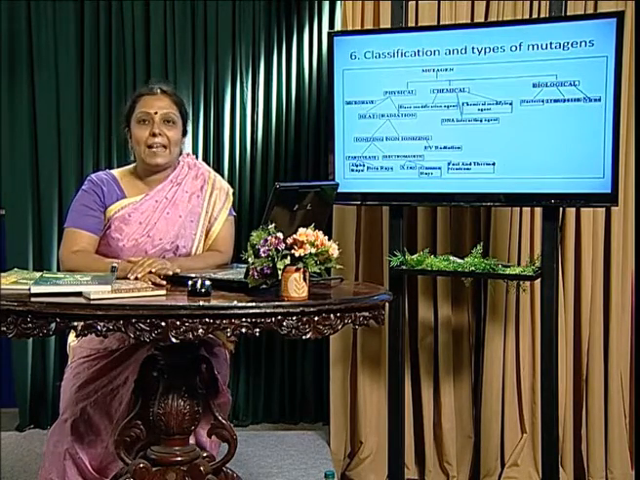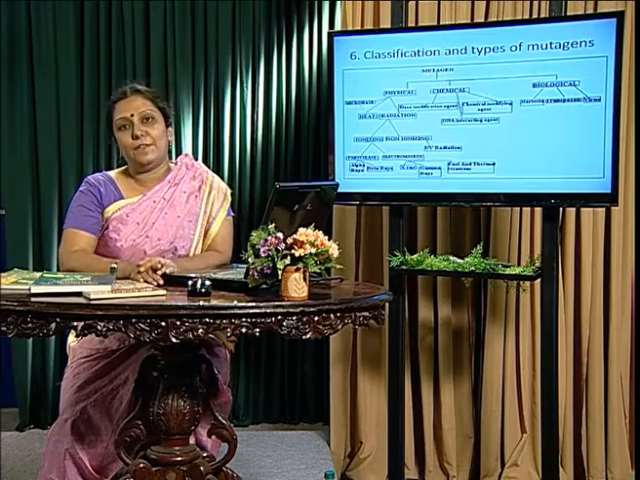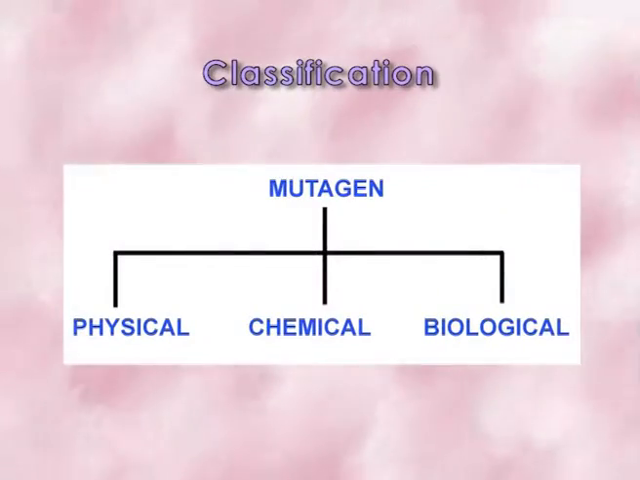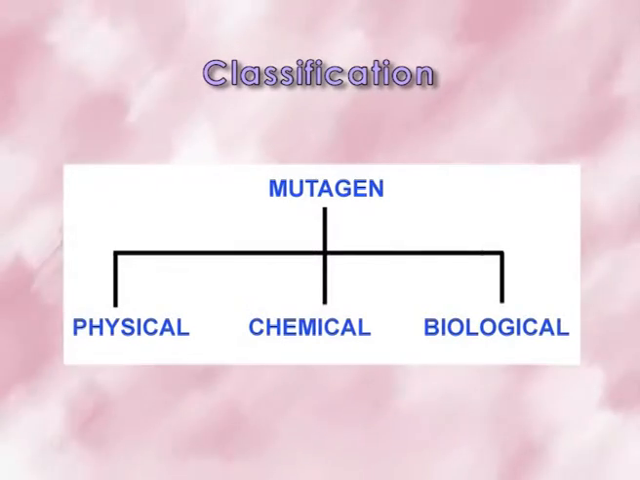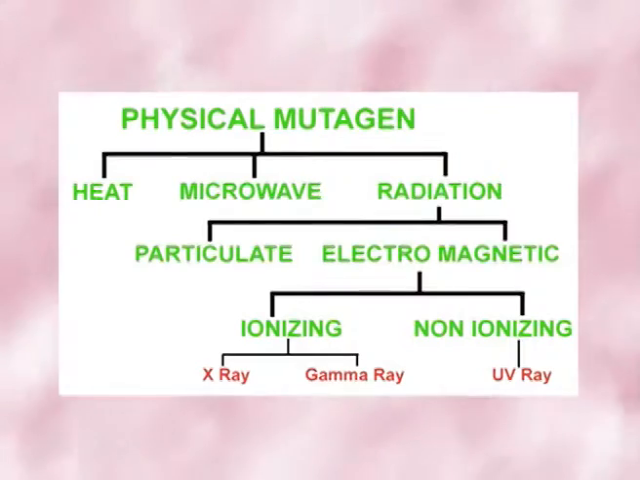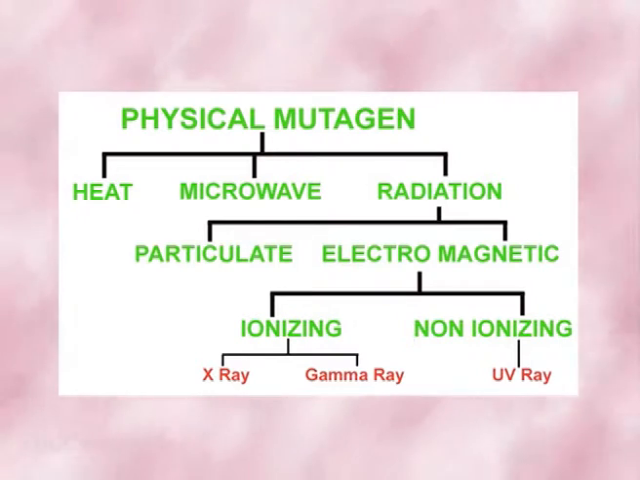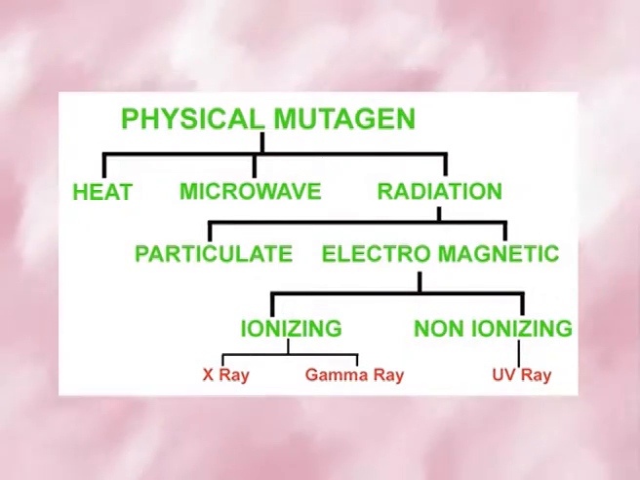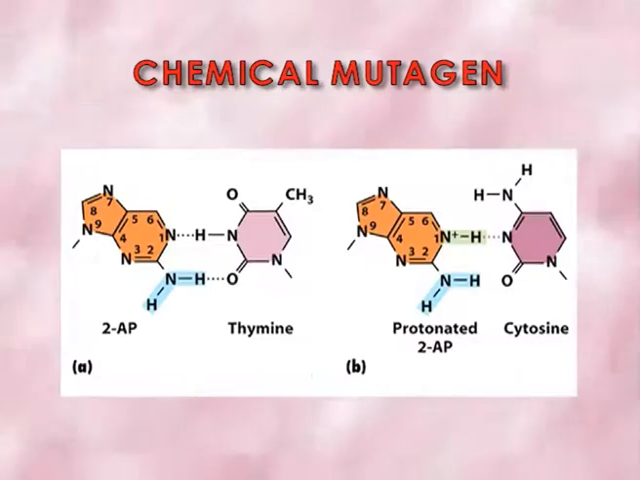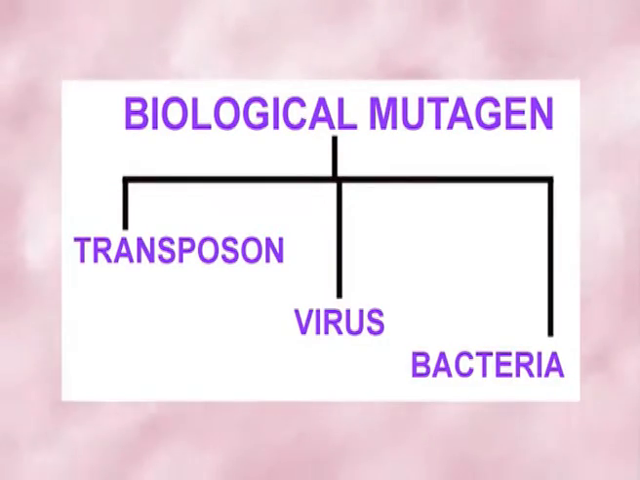Next, classification and types. There are many classifications of mutagen. Number 1 physical, number 2 chemical, and number 3 biological. Within physical mutagen, we can find heat, microwave, radiation. Within radiation, particulate and electromagnetic radiation is found. Electromagnetic radiation may be ionizing, as X-ray and gamma ray, or non-ionizing, as UV ray. Chemical mutagen may be base analog, DNA interacting agent as well as chemical modifying agent. Biological mutagen may be transposon, virus or bacteria.